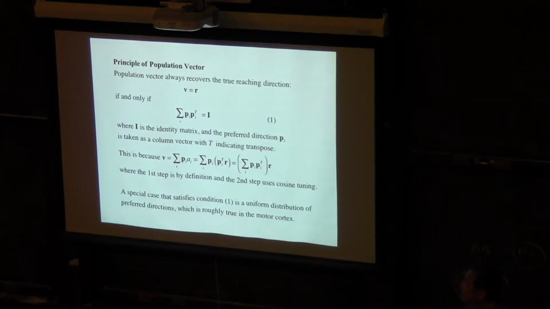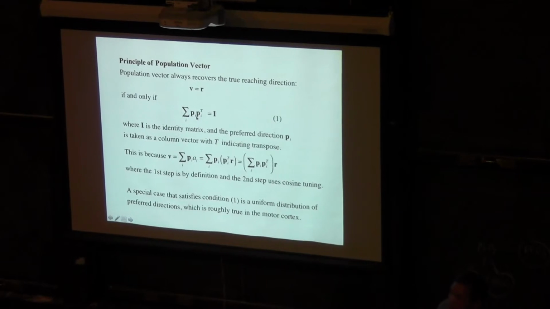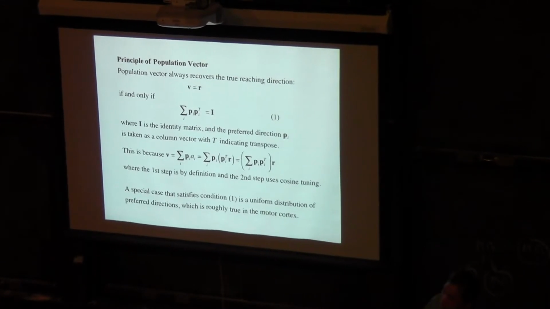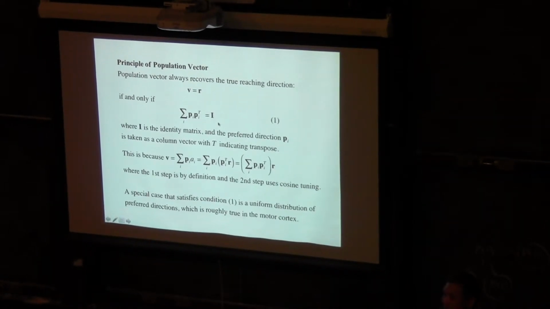So how does this work? The mathematics is actually very simple. This is the condition. It depends on the preferred directions. This is the outer product I talked about before. It's a matrix. If this matrix is the identity matrix, then this will be the case. If the preferred directions are uniform in all kinds of directions, on average it's approximately the identity matrix. It could be other cases too, as long as the second-order correlation vanishes, you get this.